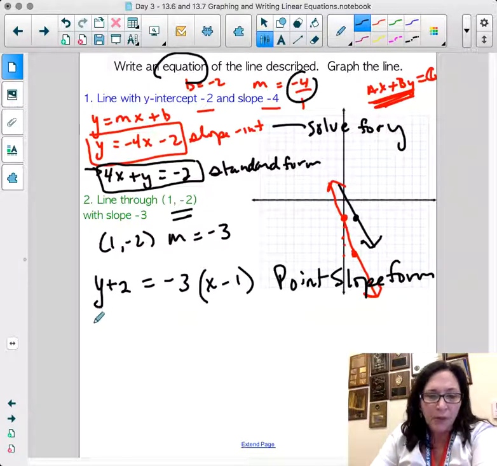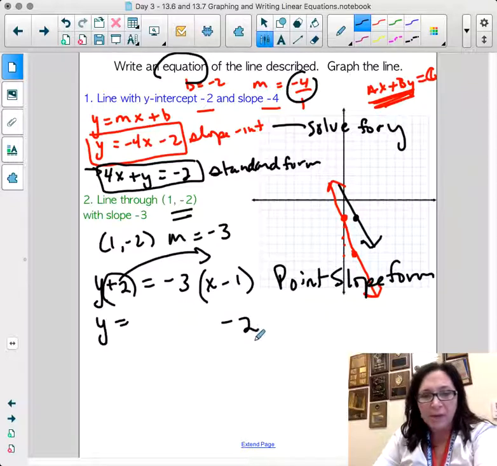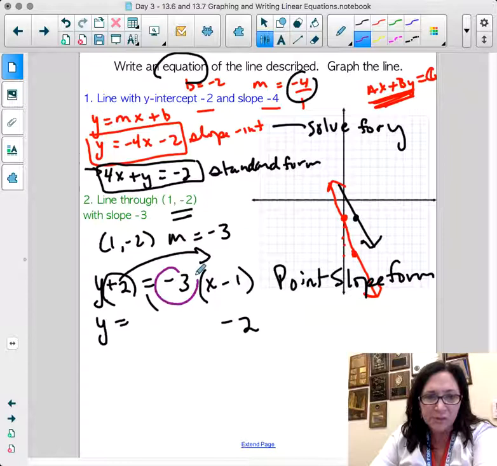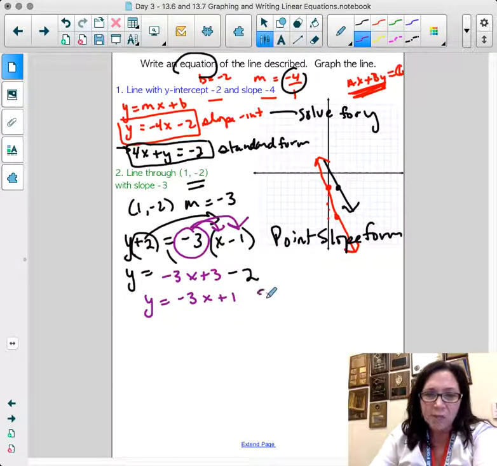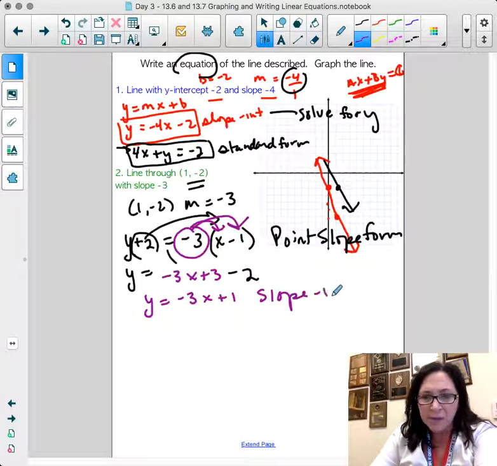Okay, and so we're going to isolate the y. So we're going to get y equals, I'm going to move this 2 to the other side. And in doing that, it's going to be a negative 2 over here. See how it's positive 2 right here? When I move it to the other side, it's minus 2. And for this, I'm going to distribute. See this negative 3? I've got to multiply it by both terms. So it's going to be y equals negative 3x plus 3 minus 2. So I have y equals negative 3x plus 1. And that's what we call slope-intercept form.